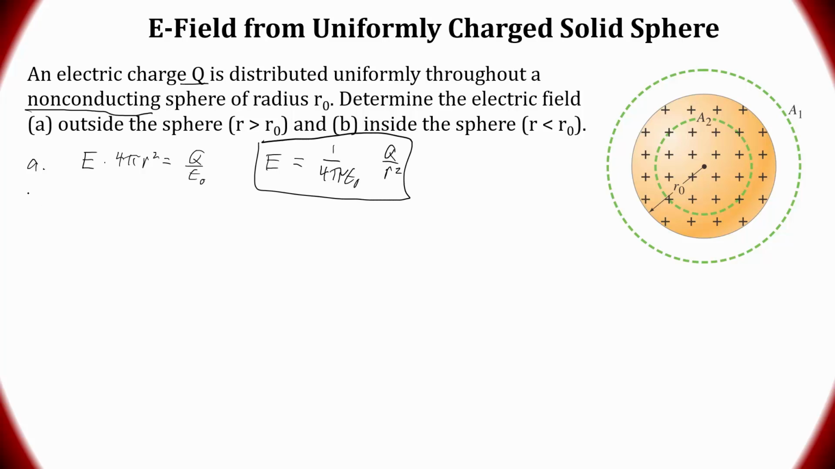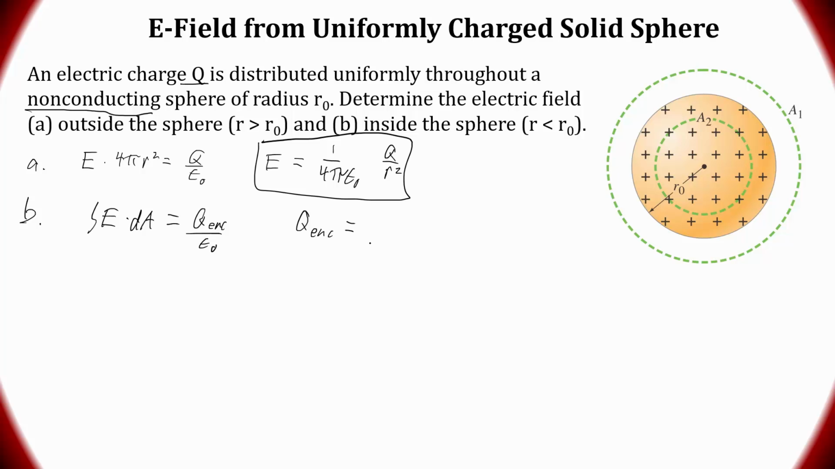All right, inside it does get a little more complicated. So our good friend Gauss's law, E dot dA equals Q enclosed over epsilon naught. If I'm at some distance r less than r naught, I'm inside the sphere here, then the entire charge Q is not enclosed. So we have to think about how much charge is enclosed.